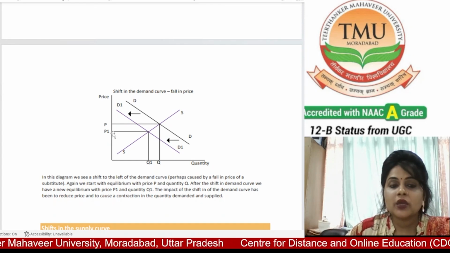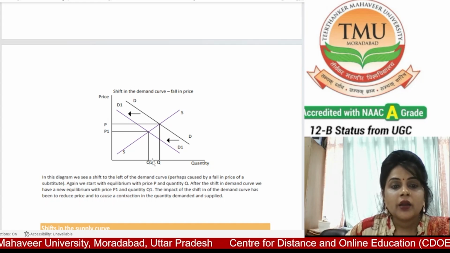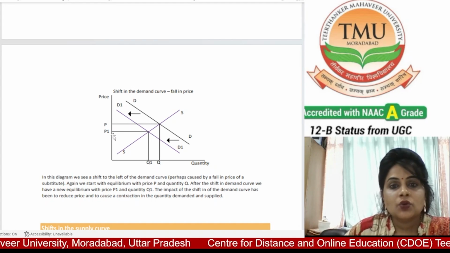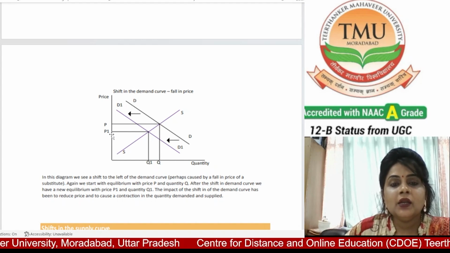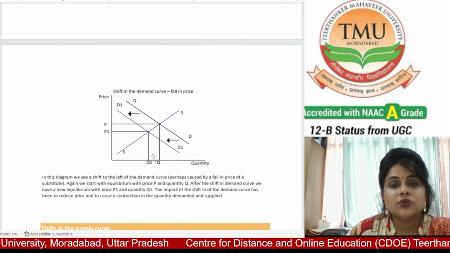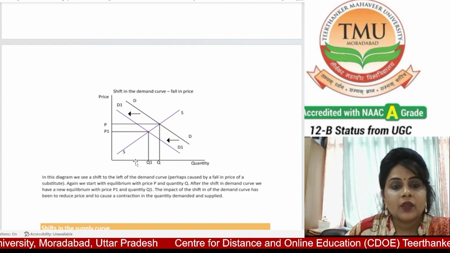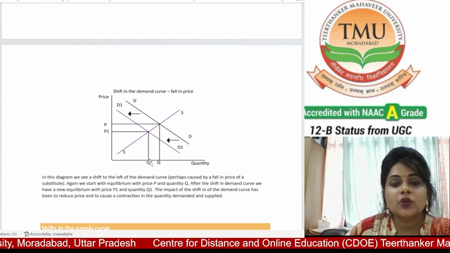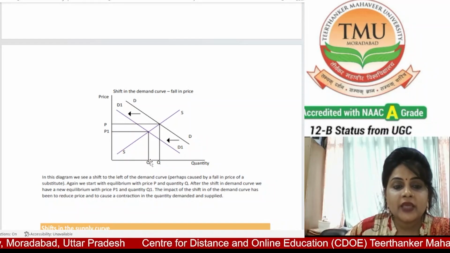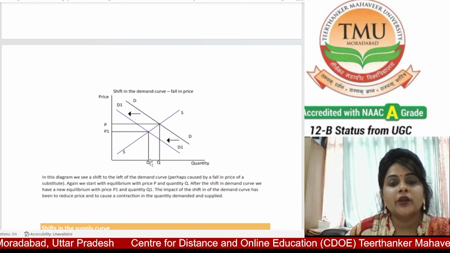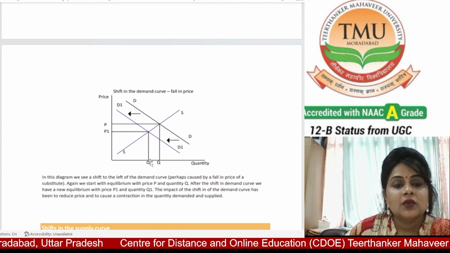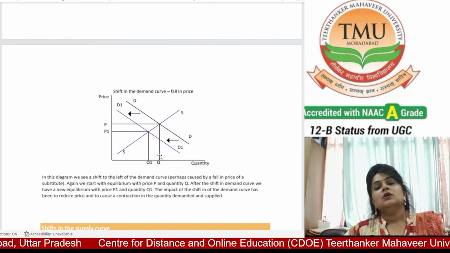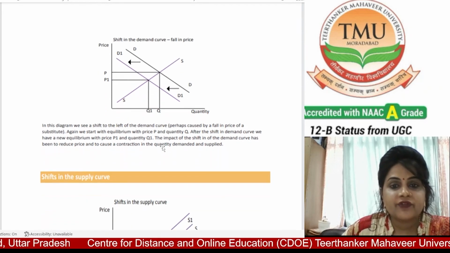The price is reduced, and this causes a contraction in quantity demanded and supplied, with price P1 and quantity Q1. The impact of the shift in the demand curve has been to reduce price and to cause a contraction in quantity demanded and supplied. So you see that the demand curve goes inward, to the left side.